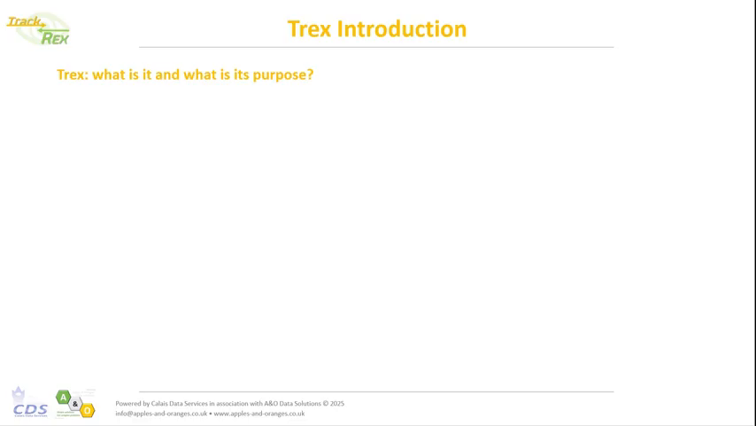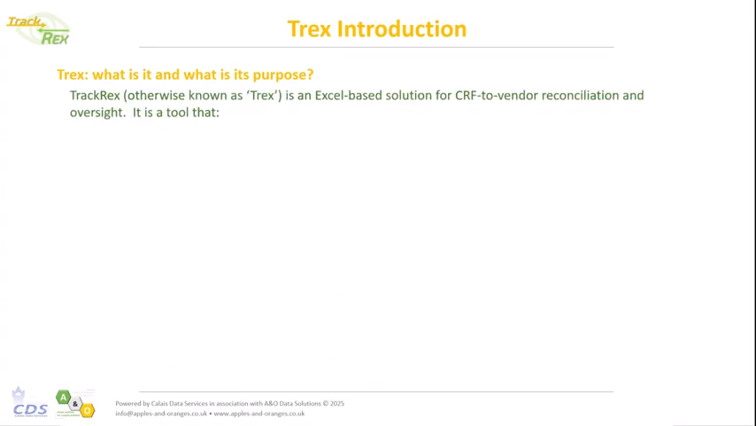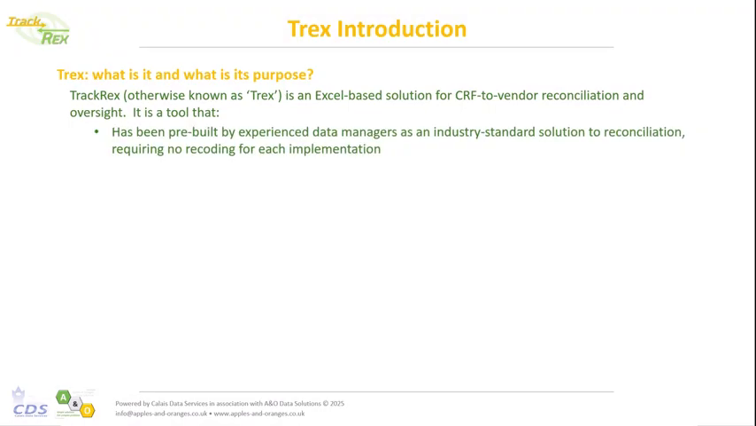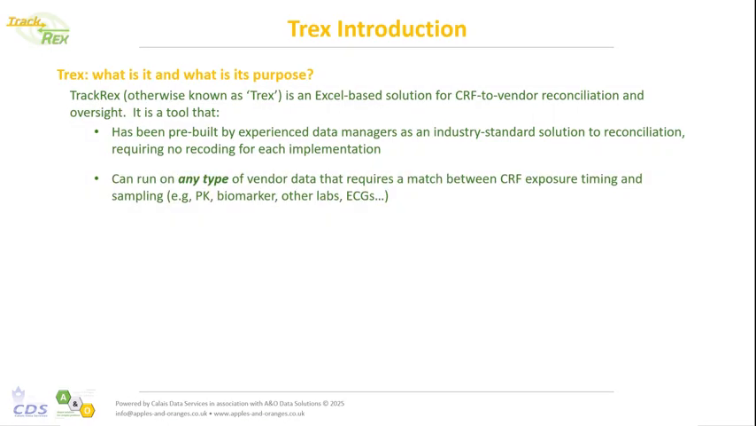Let's get started. So, what is TrackREX and what is its purpose? TrackREX is an Excel-based solution for CRF to vendor reconciliation and oversight. It is a tool that has been pre-built by experienced data managers as an industry-standard solution to reconciliation, requiring no recoding for each implementation. Can run on any type of vendor data that requires a match between CRF exposure timing and sampling, for example, PK, biomarker, other labs, or non-lab data such as ECGs.